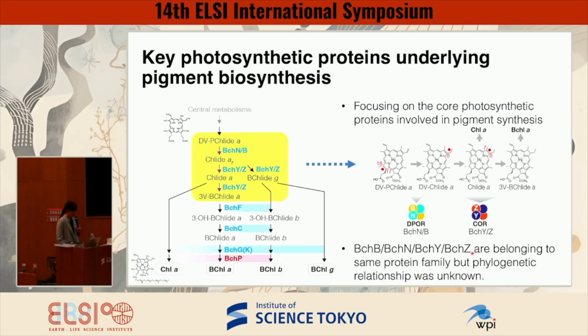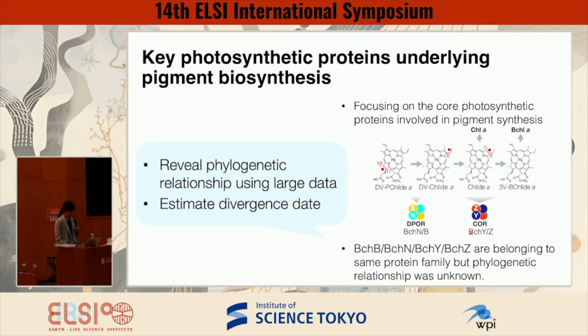The four proteins BCH and BYZ belong to the same protein family, but their phylogenetic relationship was unknown. This is because these four proteins alone are not sufficient to reveal their phylogenetic relationship. They have homologues, but those are too distant to calculate. So we tried to reveal the phylogenetic relationship of the protein family using large data and estimate divergence times again.